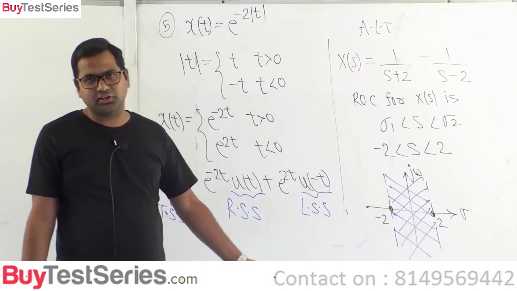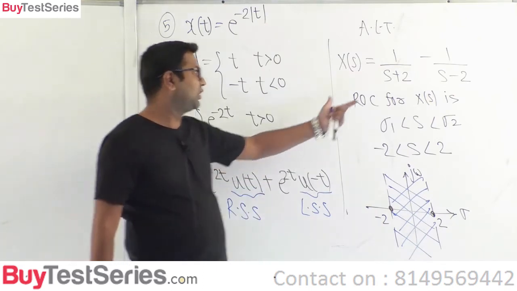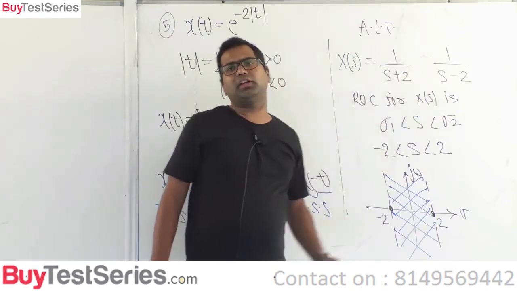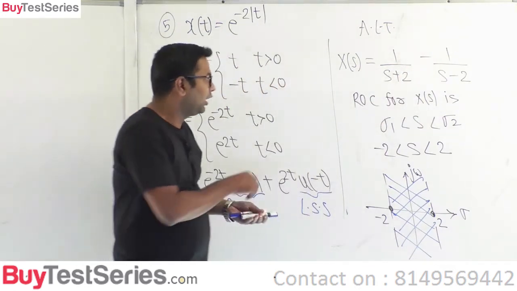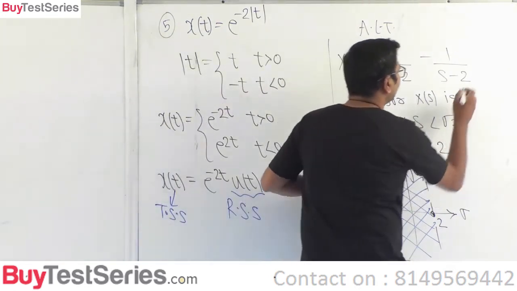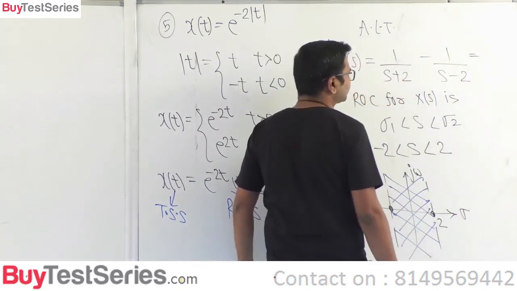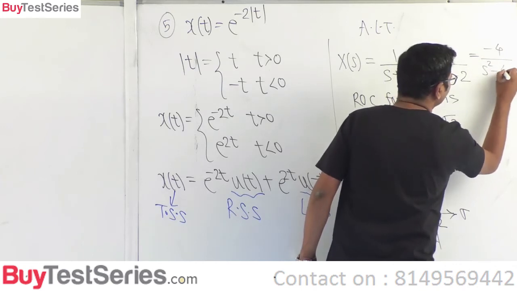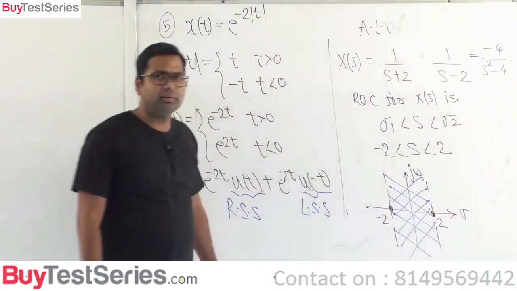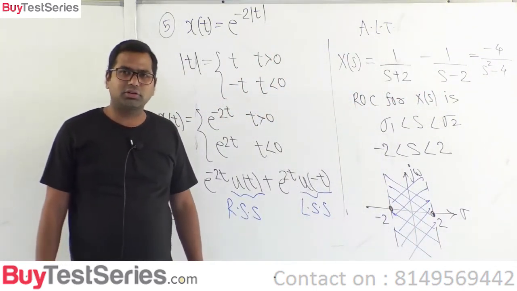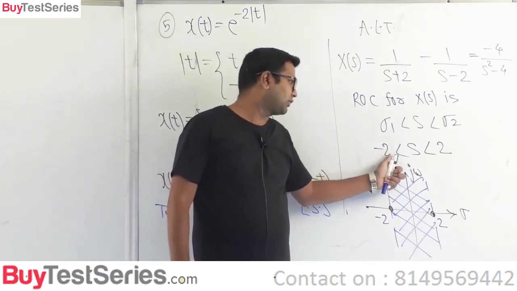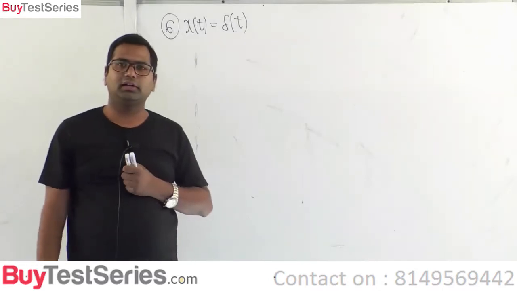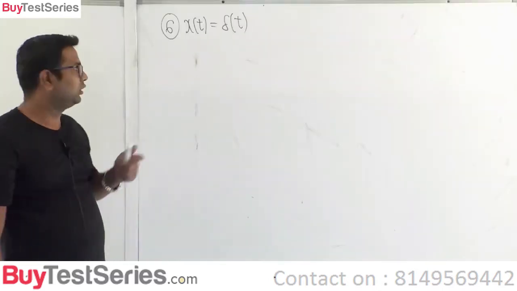And since the ROC exists, we can say the Laplace transform exists and is given by this formula, 1 upon s plus 2 minus 1 upon s minus 2. If you simplify this, it can be written as minus 4 divided by s square minus 4, which will be the Laplace transform for the given question, and the ROC will be minus 2 less than s less than 2.